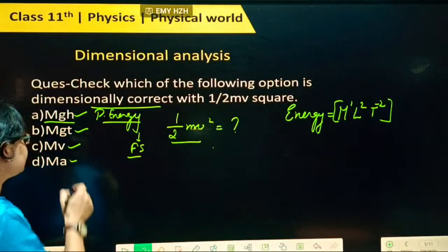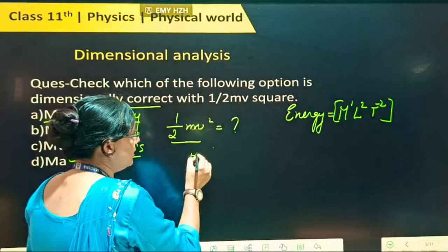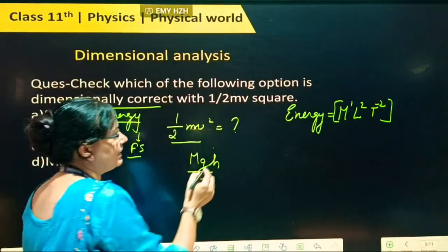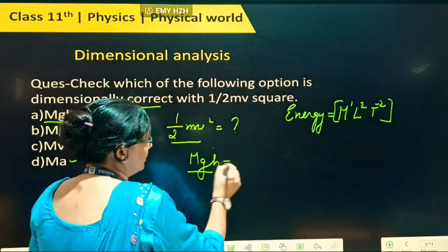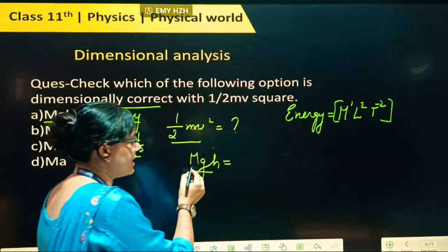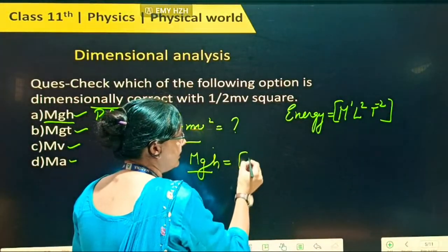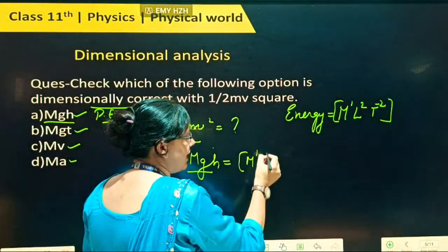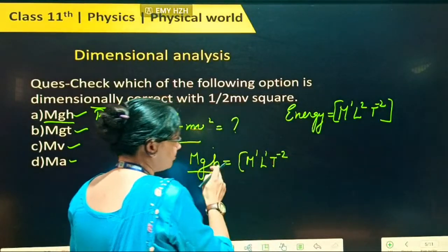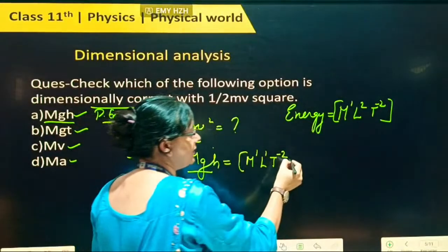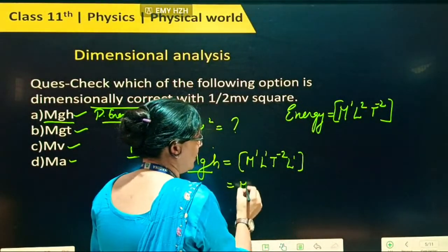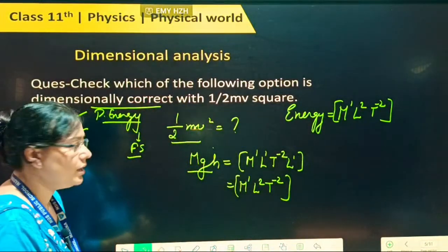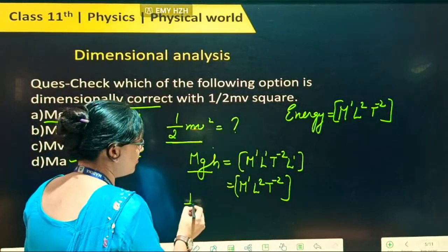If we check the dimension formula of mgh, will it be equal to this dimension formula or not? So how can we check? First, mgh: M stands for mass, so for the mass we can write M1. g is the acceleration due to gravity, so we write L1 T minus 2. h is height, so for height we take L1. Together, M1 L square T minus 2. Yes or no?